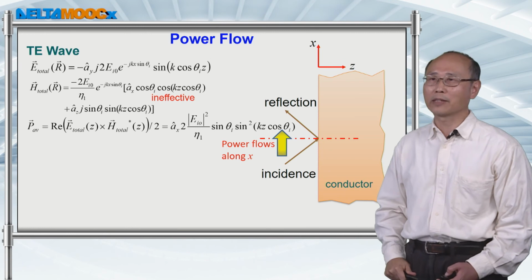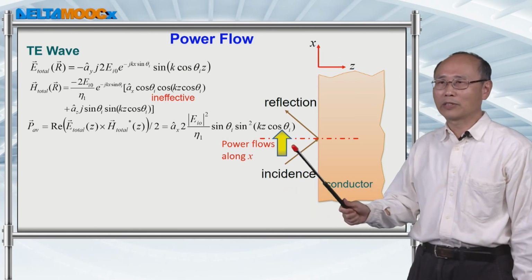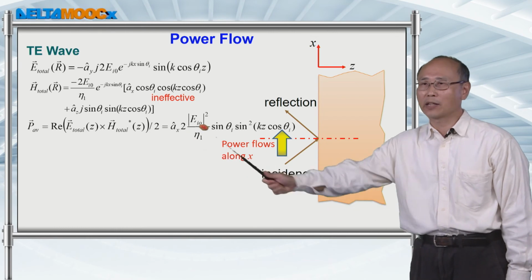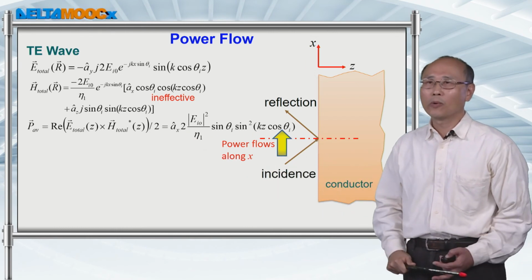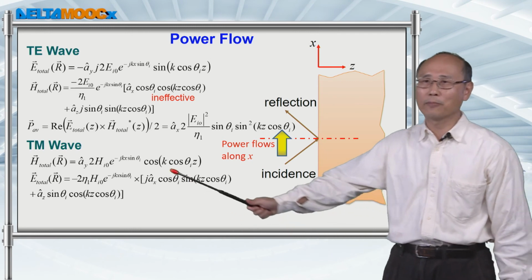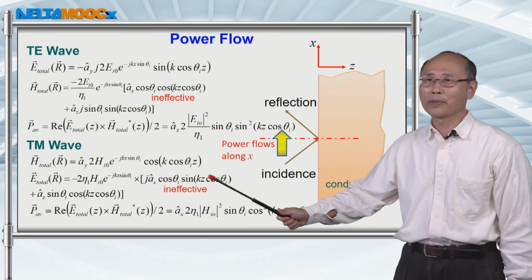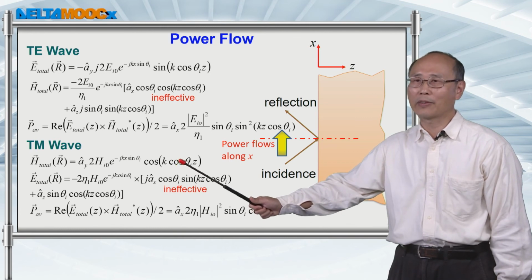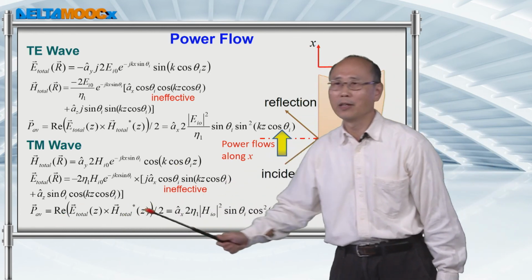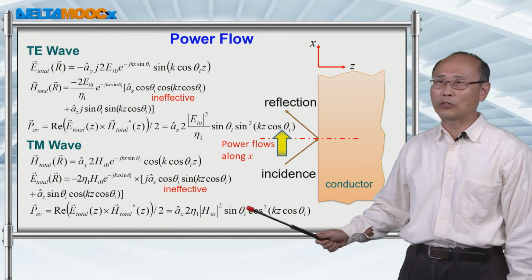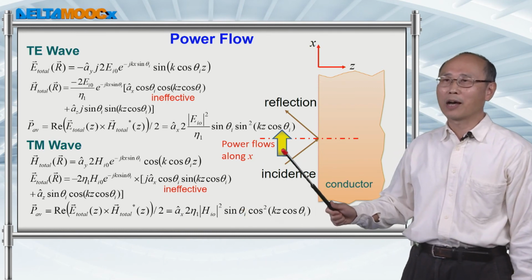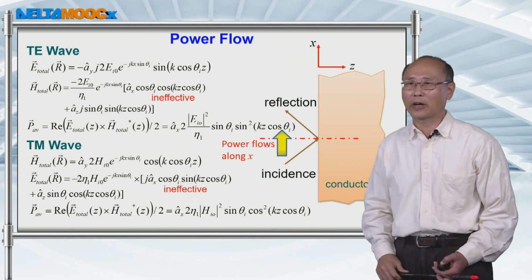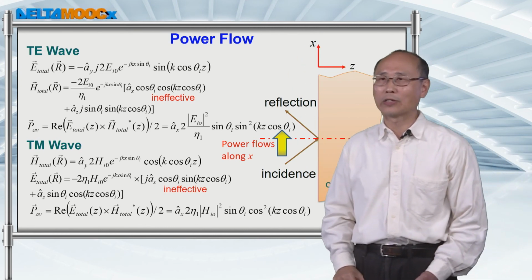So this tells you that indeed, with this scattering configuration, the power is going to flow along the x direction, along this direction. Well, you can do the same calculation for the TM wave, and it turns out that this term multiplying with this term will give you nothing if you take the real part of it. So you also reach the same conclusion that the power will only flow in the x direction. So this is quite consistent with our physical intuitions.